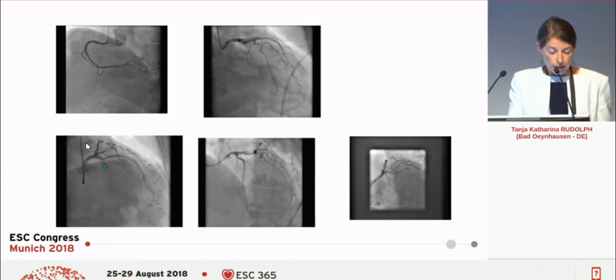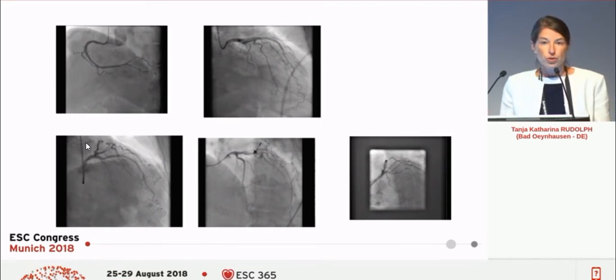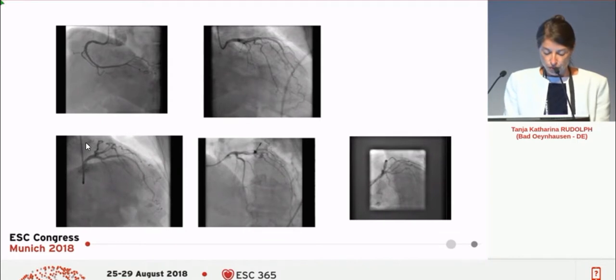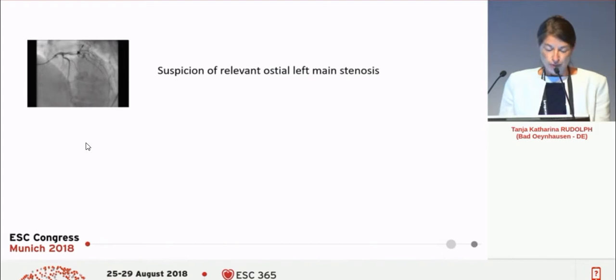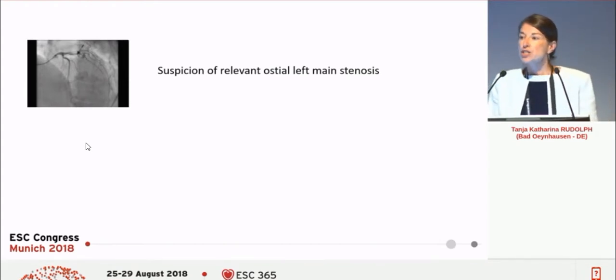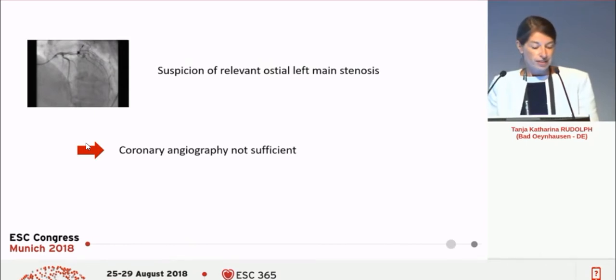on the proximal part, and the rest of the LAD looked a little bit irregular, but also no really significant stenosis. And I guess you all might have picked up that there might be a problem here at the ostium of the left main, which you could appreciate here in this LAO cranial projection and also here in the spider projection. So from the angiogram, we suspected that this patient might have a relevant ostial left main stenosis. And I think we all agree that coronary angiography in such a case is not really sufficient to decide whether it's relevant or not.